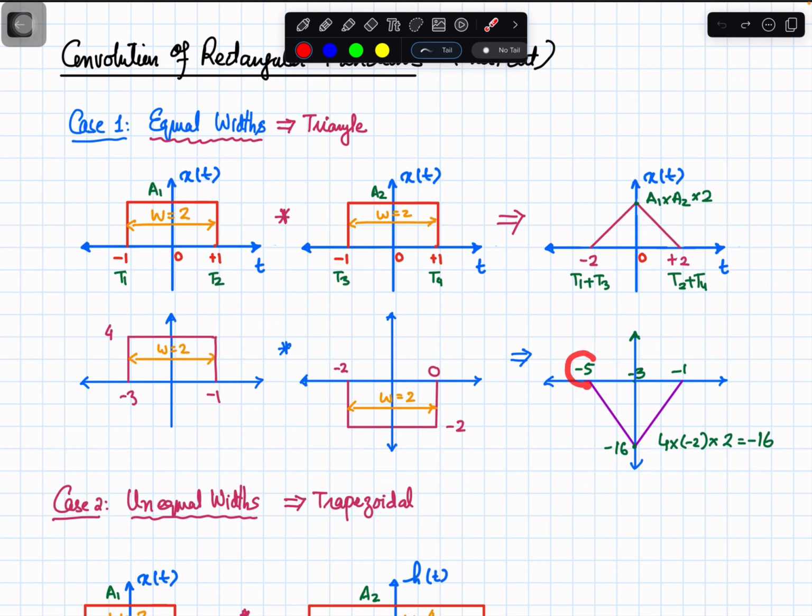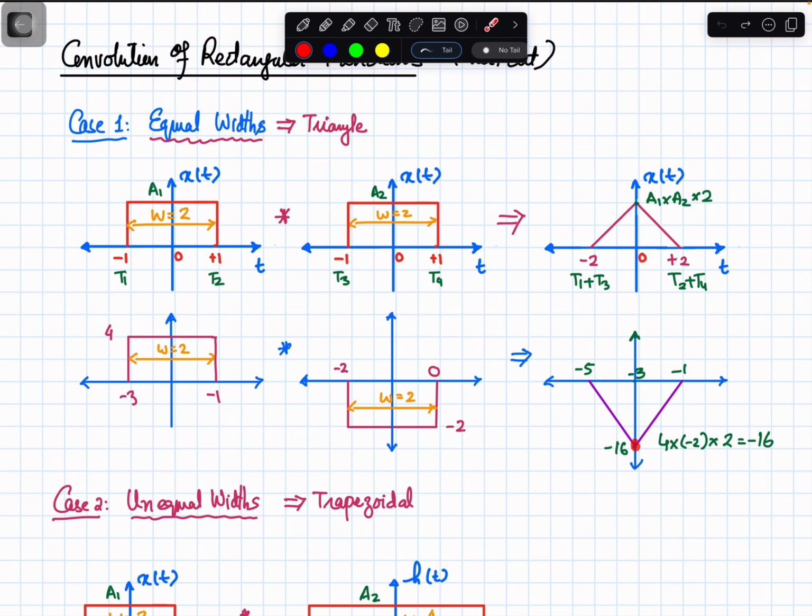How to get this lower limit of the triangular function, that is the sum of these two, the lower limits of the rectangular functions. So, minus 3 and minus 2, that is equal to minus 5. And if you take the sum of the upper limits, minus 1 and 0, that is equal to minus 1. So, your triangular function will be starting from minus 5 and will be up to minus 1. And what will be the center point, of course, that you can work out by looking at this one, and that is equal to minus 3.